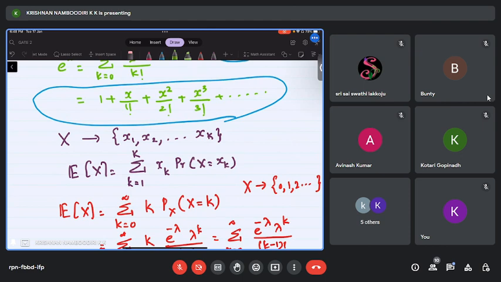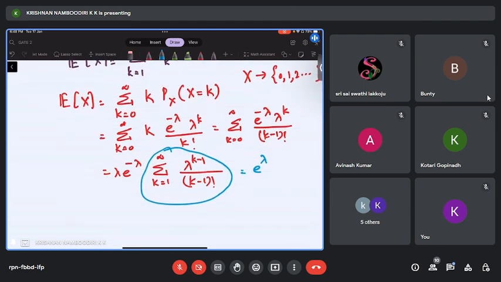By this definition of e power x, this is equal to e power lambda on this part. So lambda e power minus lambda into e power lambda, which is equal to lambda. Okay. So this is the mean of the Poisson random variable.